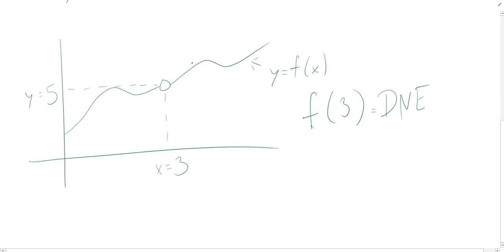Say we start from the right and we move towards x equals 3, well, yeah, we get closer and closer to y equals 5. If we start from the left, same thing, we get closer and closer to y equals 5. So even though the function isn't defined to be 5 at x equals 3, we can see as humans, just looking at this graph, that this graph really wants to go to y equals 5. So there's actually a mathematical way to do this, and that's what the limit is all about.